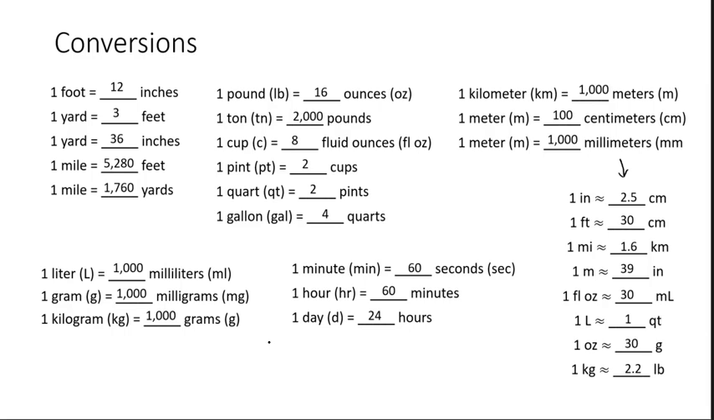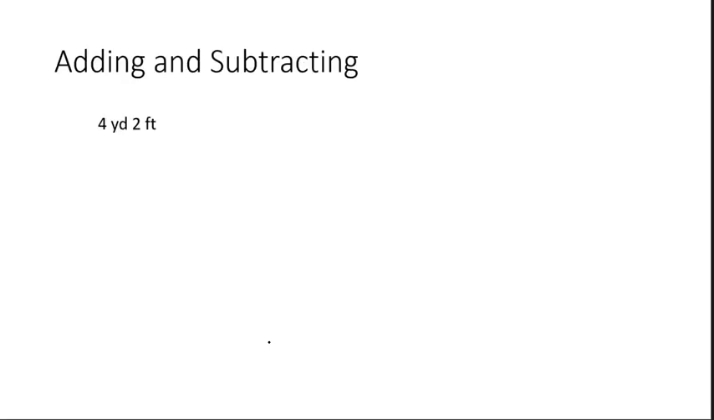Okay, next we want to review the adding and subtracting of measurements. So here we have 4 yards, 2 feet, plus 3 yards, 2 feet. Now remember, when you add and subtract, you're adding the like measurements together. So we're adding the yards together and then adding the feet. Putting the yards together, we have 7 yards, and the feet would be 4 feet.